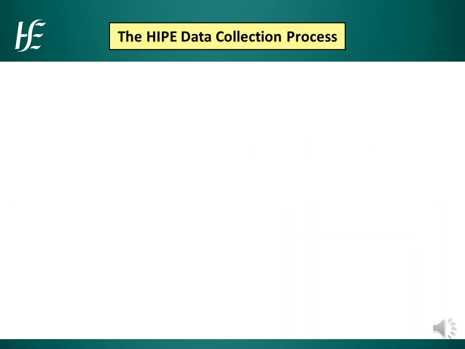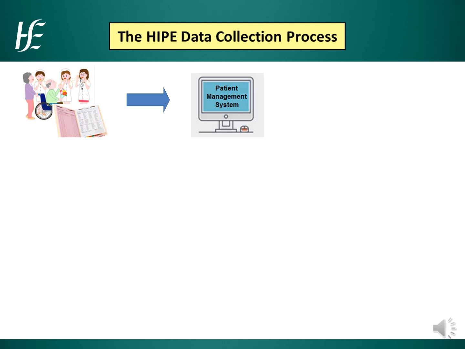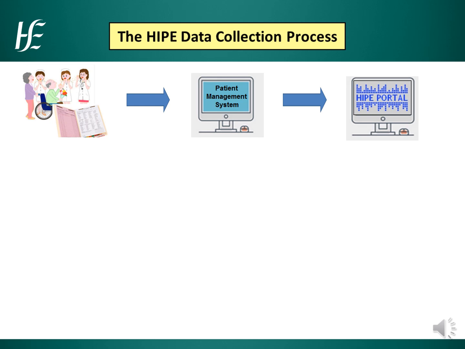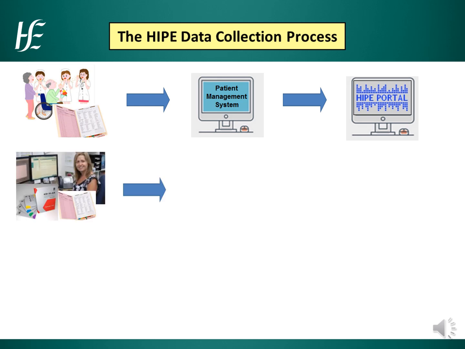Now let's follow the HIPE data collection process. At the end of the episode of care, when a patient is being discharged from hospital, the clinicians fill out a discharge form and the clinical information for that episode is completed. The discharge details get entered into the patient management system. Your hospital may use IPIMS or PAS or even a bespoke patient management system. These details from the patient management system are downloaded into the HIPE portal and become a HIPE record. The clinical coder extracts the information from the patient's medical record, translates the clinical details into code using the ICD-10-AM ACHI ACS classification books, and enters it onto the HIPE record.